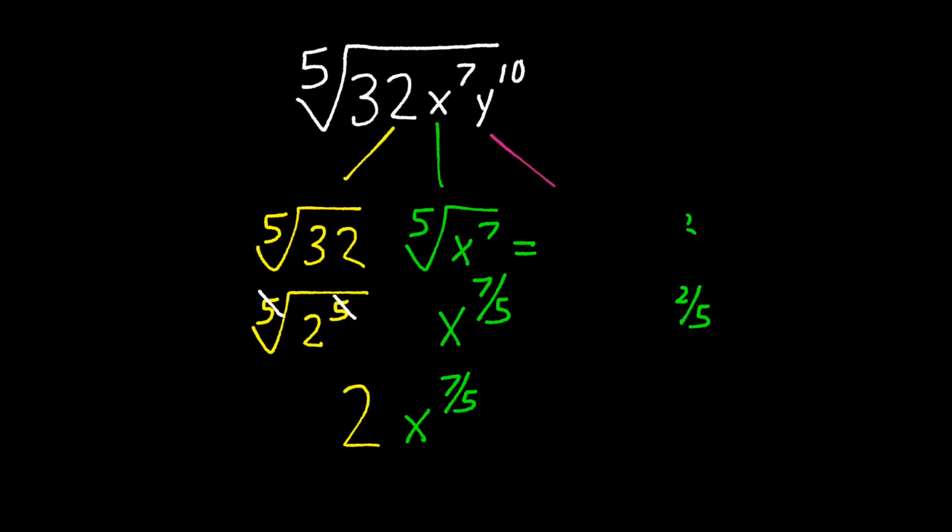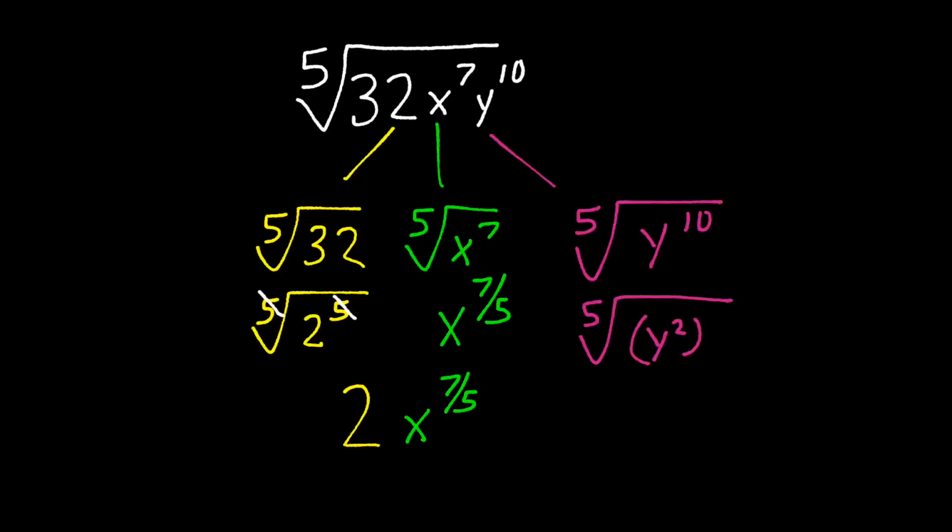And now we can do our last piece. I have here y to the 10th. So I want the 5th root of y to the 10th. Well, I can rewrite y to the 10th as y squared to the 5th power, because just like in our last example, a power to a power means multiplication, and 5 times 2 gives us 10. So these will cancel themselves out, and we are left with y squared.